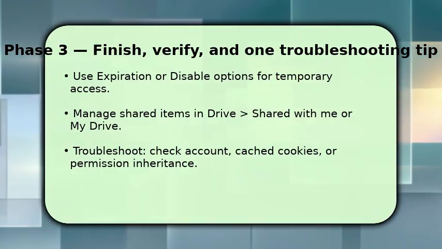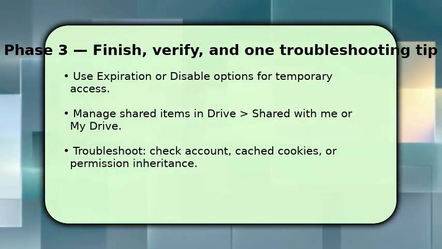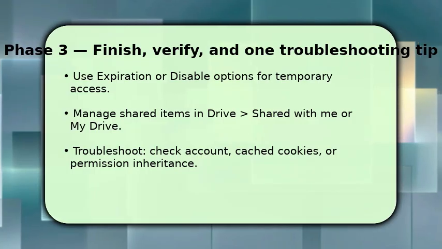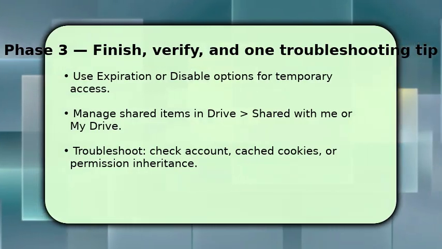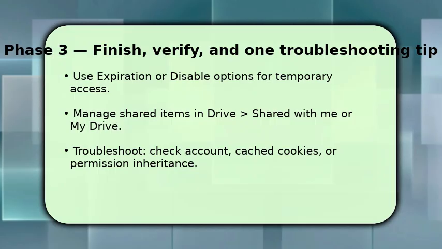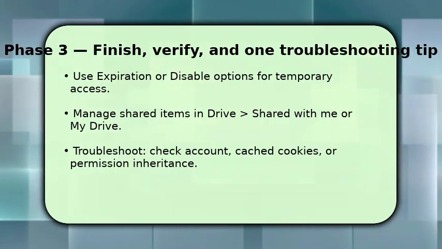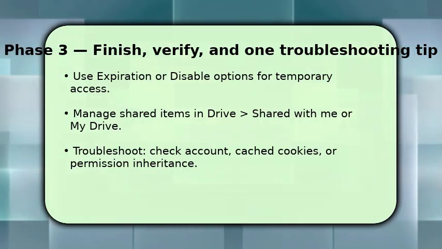If something goes wrong, make sure recipients are signed into the correct Google account, clear browser cache or cookies, and check if the file inherits folder-level permissions that override your settings. If needed, revoke and reassign access to reset permissions.